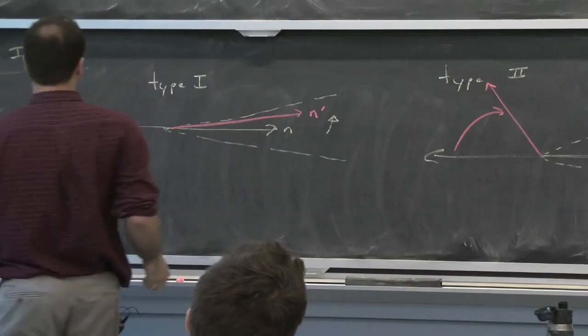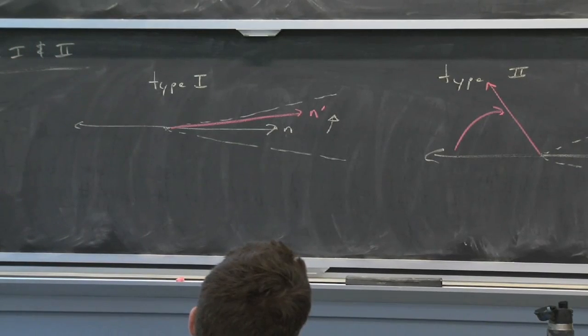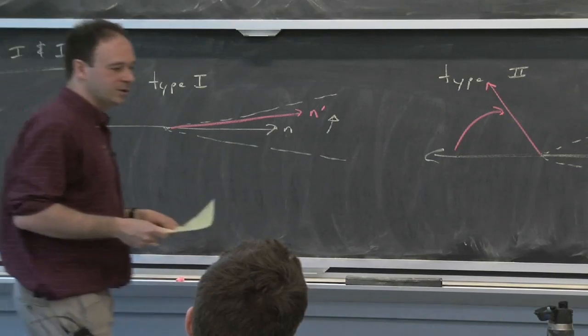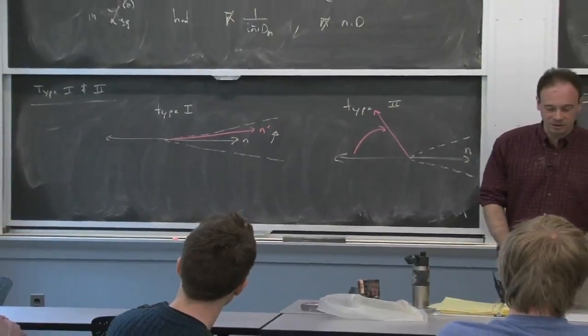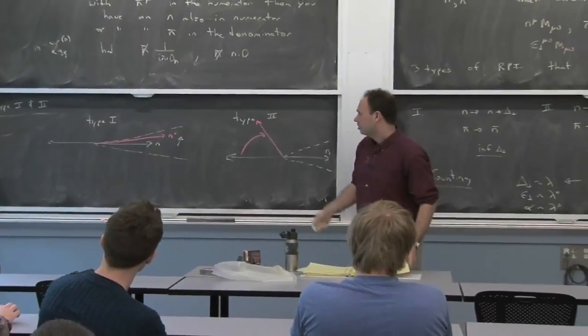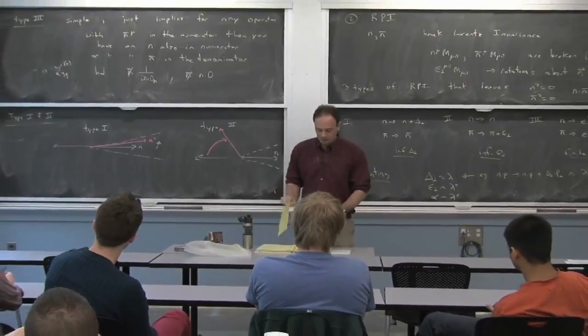OK, so that's the kind of picture for what these transformations are. And we will finish up talking about them next time, and we'll show that actually this additional term that we could write down in the Lagrangian is actually ruled out by reparameterization symmetries.